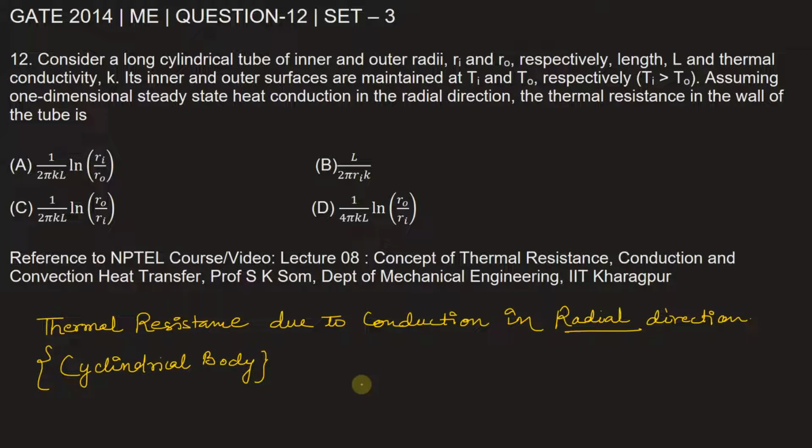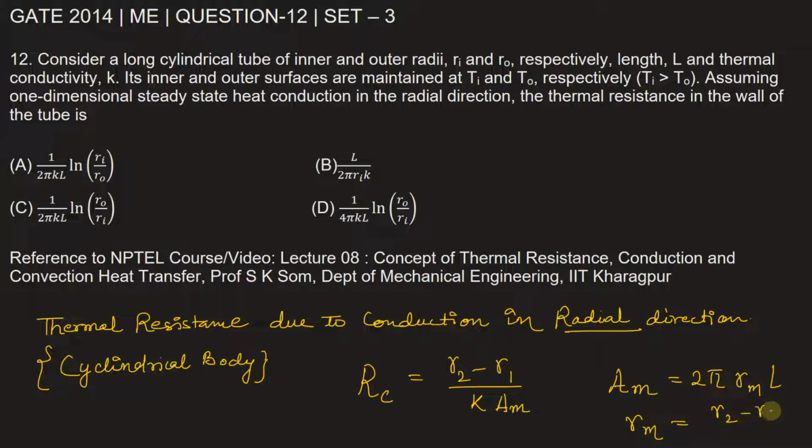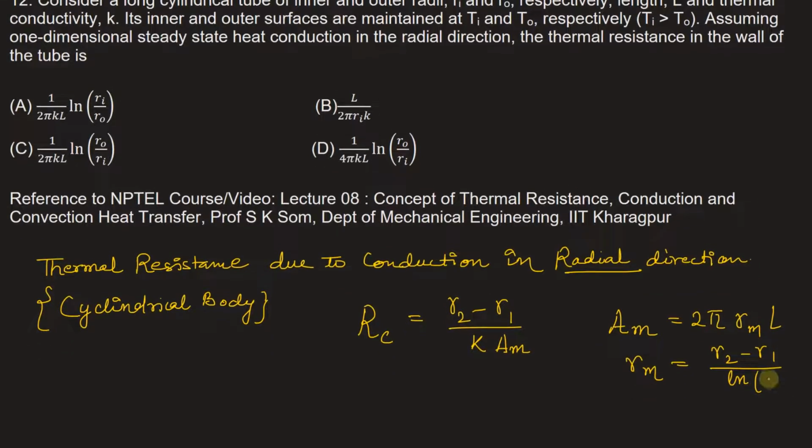Okay, so this is given by R cylindrical is equal to R2 minus R1 divided by K times of AM, where AM is the mean area of radial heat conduction through the cylinder. Okay, and AM will be equal to 2 pi RM, that is the mean radius, into the length of the cylinder. Now RM, the mean radius, is given by R2 minus R1 divided by ln R2 by R1.